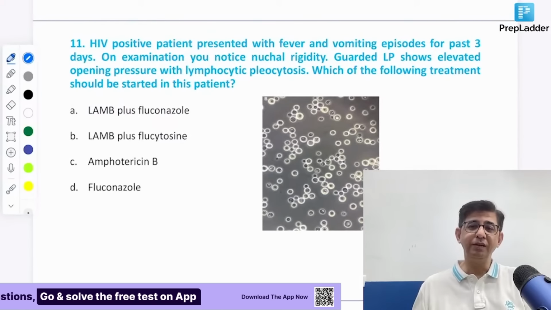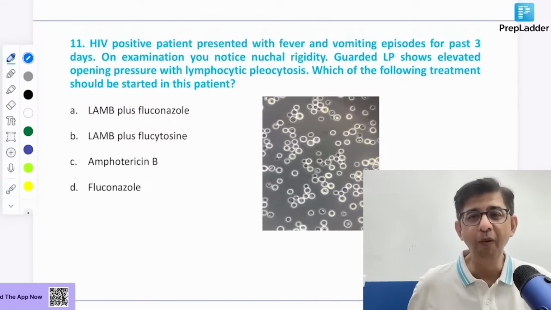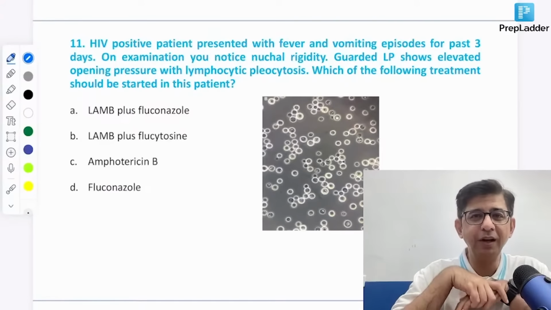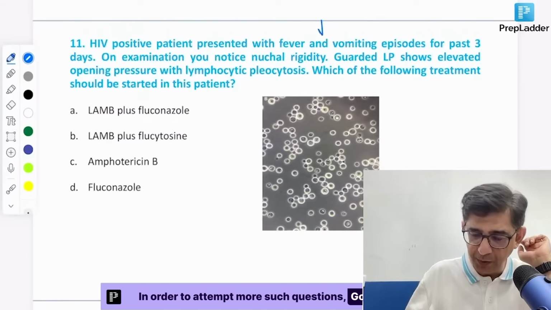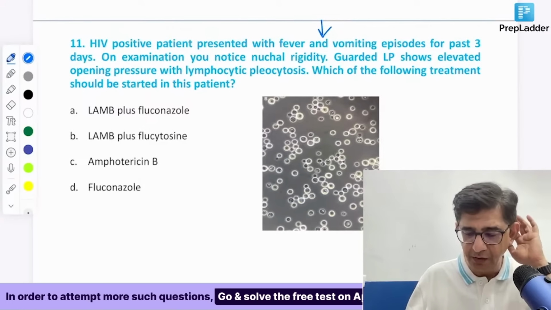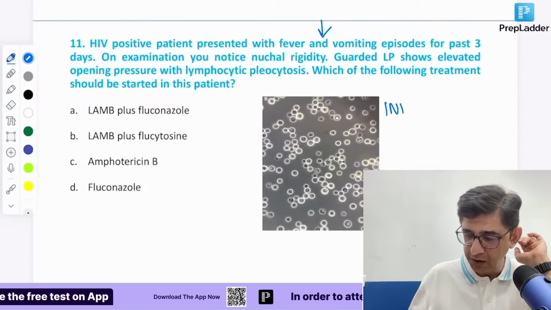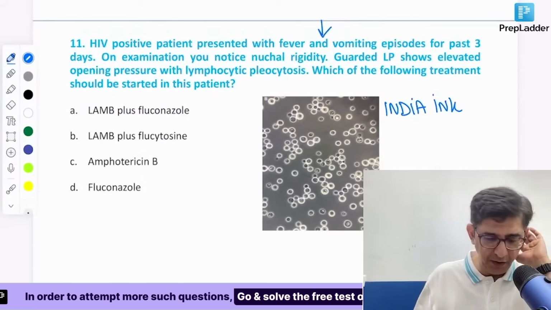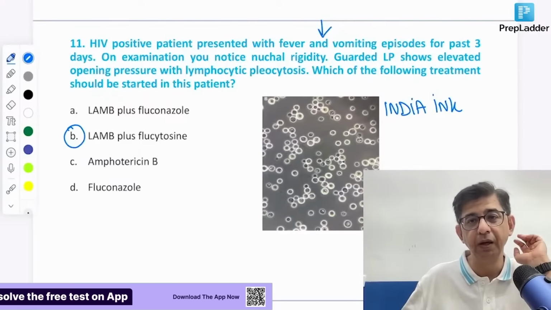This question has appeared so many times now that I think all of you, the moment you saw it, would have been like, oh man, this is India ink preparation. I know the answer. An HIV positive patient came with fever and a vomiting episode. There's nuchal rigidity, there's lymphocytic pleocytosis, and the India ink preparation is shown in this case. So we will have to give liposomal amphotericin B, and along with that, we'll be giving flucytosine for management of this patient. The correct answer is B.